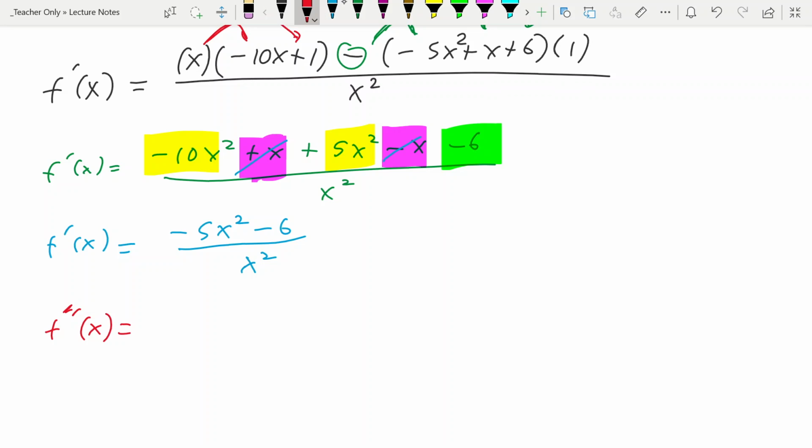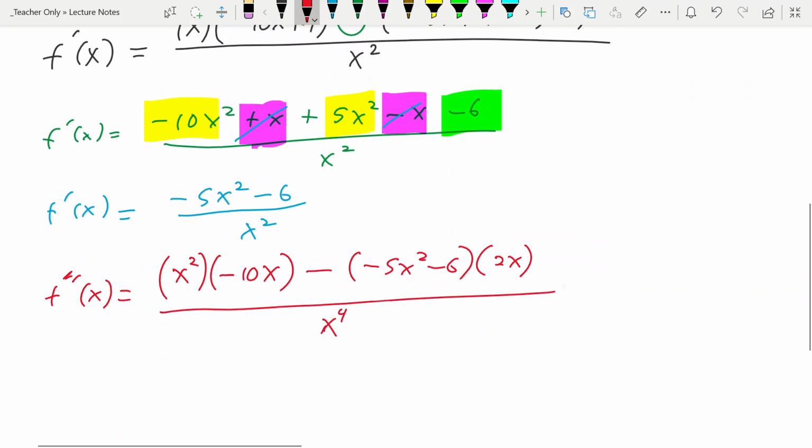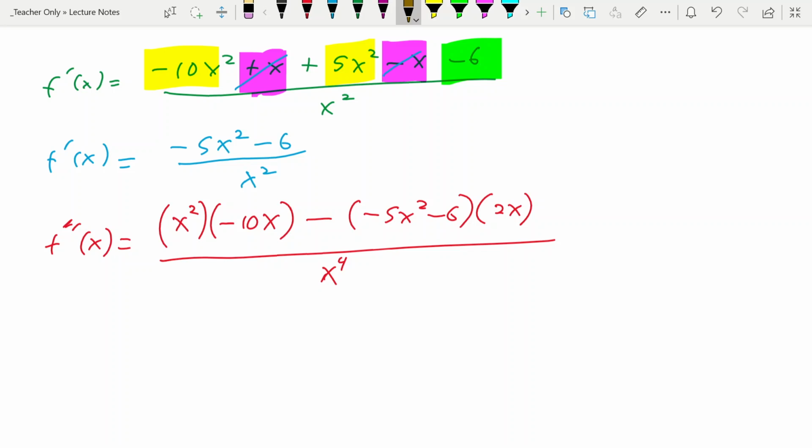Once again, using quotient rule. So low, the denominator, d high, the numerator, derivative of the numerator, which would be negative 10x, minus the high, so the numerator, times the derivative of the low, all over the square of what's below. And x squared squared, we know when we have a power to a power, that it's multiplication, so that makes it x to the fourth. Then one final simplification step, well, maybe two.